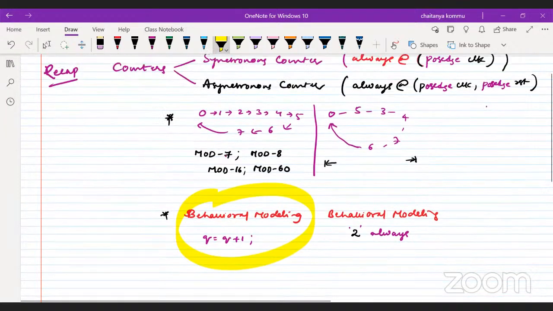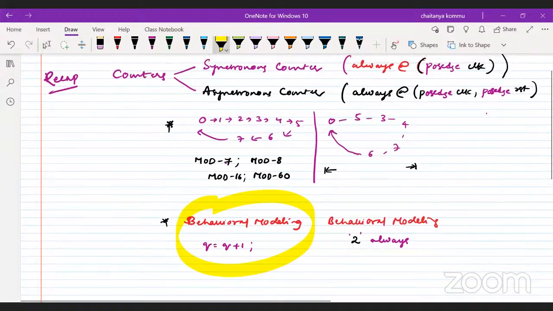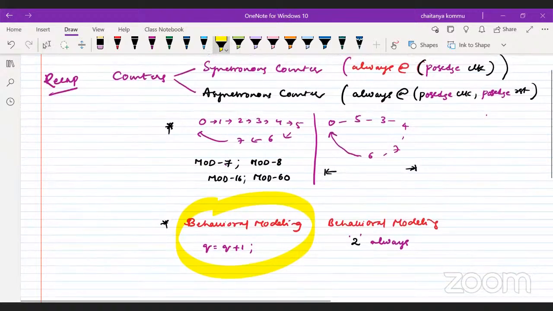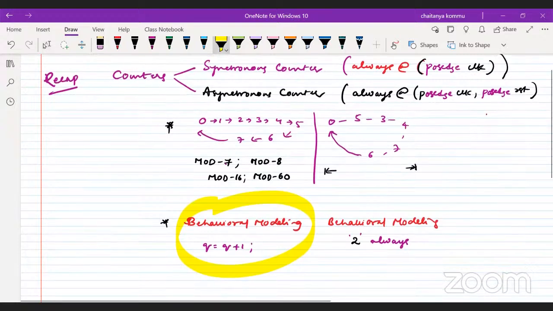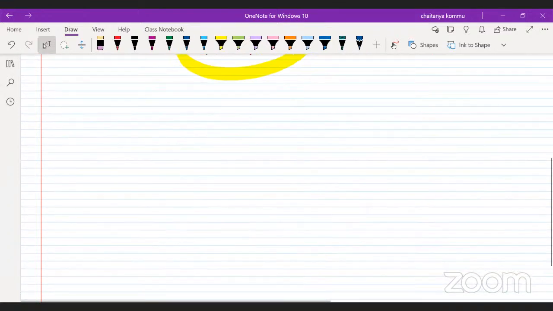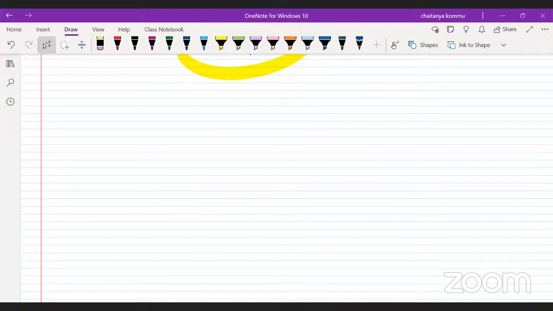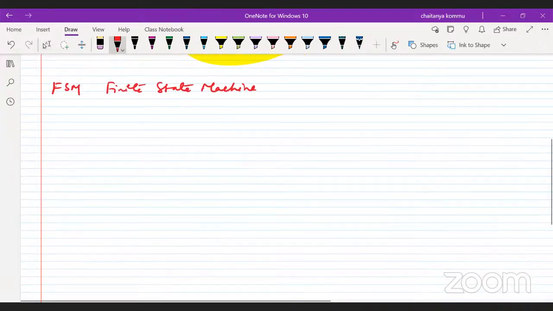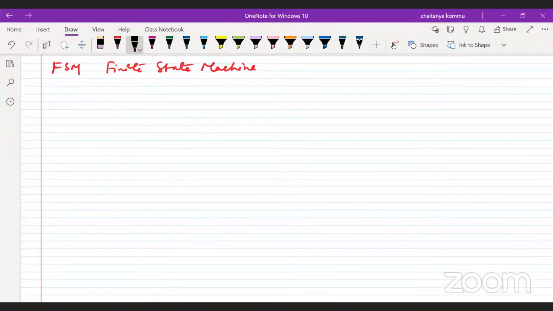Okay. So with this concept, we will look at FSM, finite state machine. Okay, so these are very important. The design of finite state machines is very important to realize the control unit of a digital system.